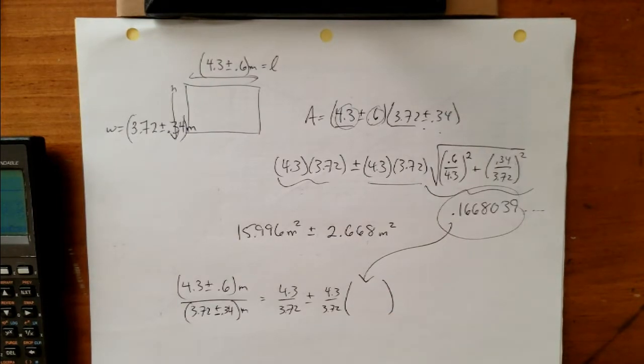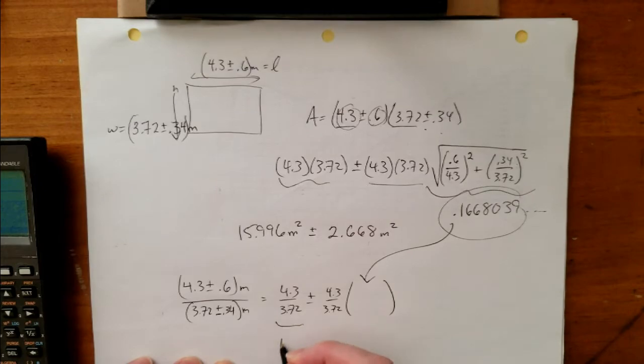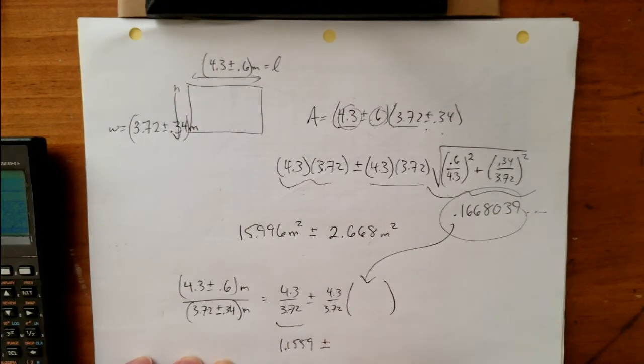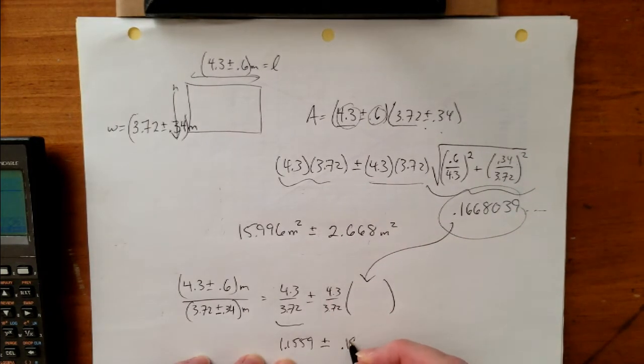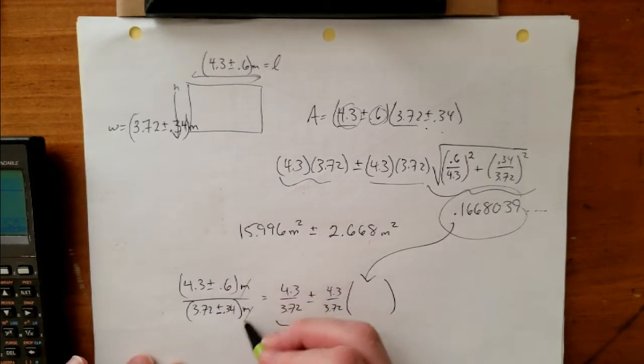And so 4.3 over 3.72. So this becomes 1.1559 plus or minus, and then that 1.1559 times that, 0.1928. Oh, and the meters would cancel out, so this would have no units. Back to the flowchart.